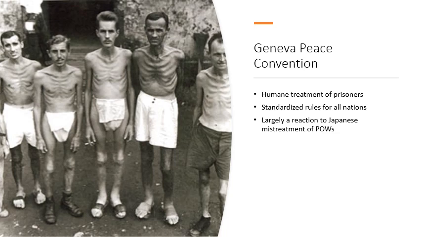So after the war, nations agreed on the Geneva Peace Convention. That is, they had seen the lessons of the Second World War, and did not want to see a repeat of what had happened in that war with the treatment of civilians and prisoners of war. So what this agreed on was humane treatment of prisoners. It standardized rules for all nations, and it was largely a reaction to the Japanese mistreatment of POWs. But it also laid out rules for civilian treatment, for not targeting civilians, and stuff like this, because of the lessons that we saw in the atrocities of the Second World War.